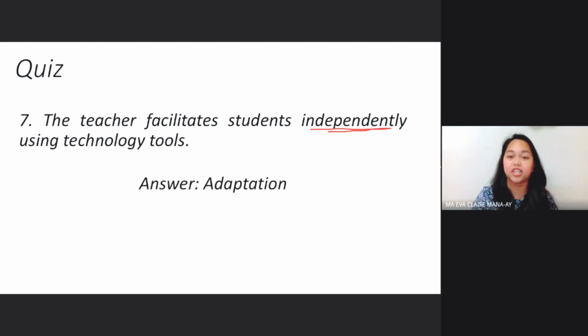Okay, so adaptation, not just procedural use and conventional use, just like your adoption, but here the students are independently exploring the technology tools. But it's very important that you see the difference between this and infusion, okay? Because in infusion, they actually have the freedom to choose what technology they can use. So that's adaptation for number 7.